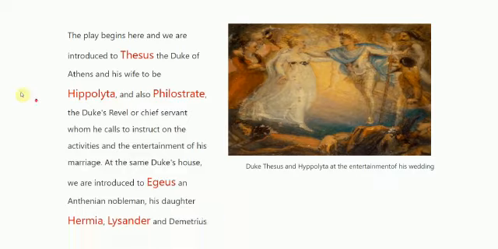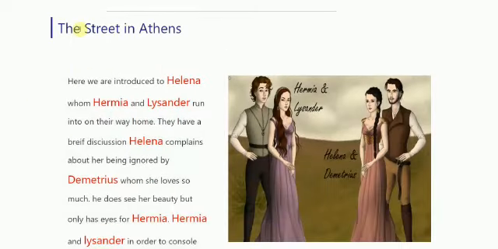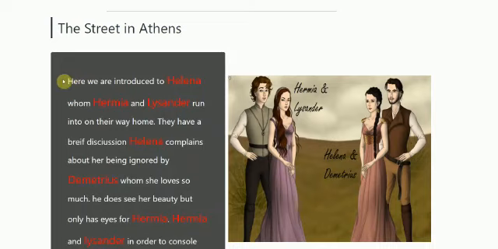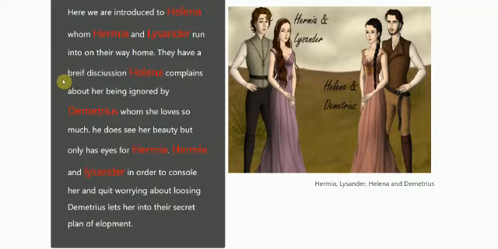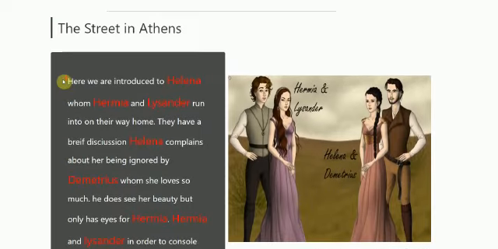Then the next scene takes place on an Athenian street. As Lysander and Hermia walk home along the street, they come across Helena, who is Hermia's best friend. Hermia greets her, calls her fair Helena, and Helena gets angry, asking why she should call her fair. If she were fair, Demetrius would have noticed her beauty and would not be rejecting her. Rather, Hermia is the one that is fair, for the two men are in love with her.